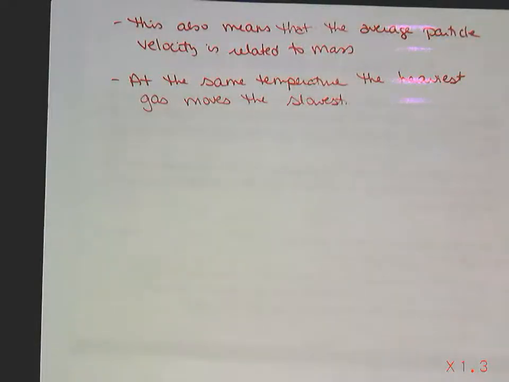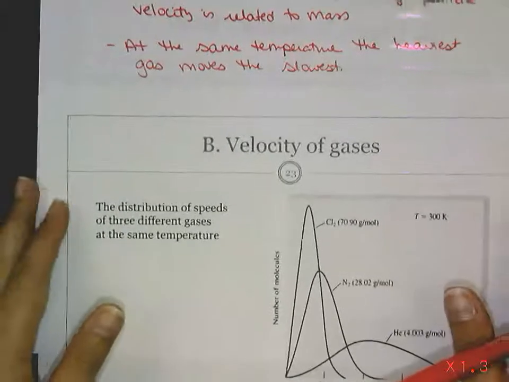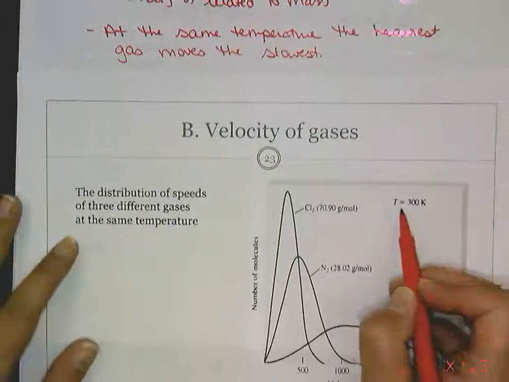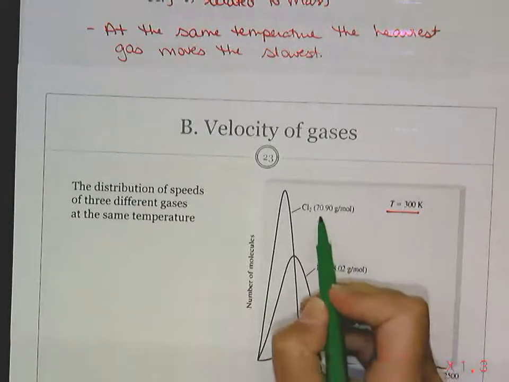So you can see this in this graph. So here I am, one temperature, three different gases. I have chlorine gas, nitrogen gas, and helium. Chlorine has a mass of 70.9 grams per mole. This is 28, and this is 4.